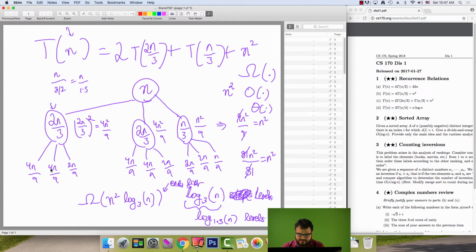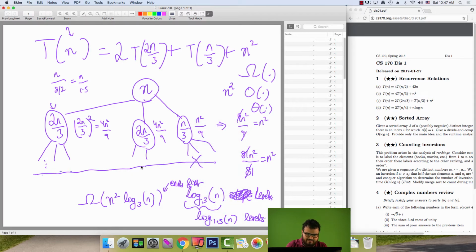Let's see if I can erase some stuff and explain this better. But essentially, somewhere down here, we're going to hit a level where this one is done. And so we have just some people left here. Now, the sum here is not going to be n squared. It's going to be less than n squared. Cool. Since they're all going to be less than n squared, let's upper bound it. Let's say, well, it's just n squared. It's n squared. It's n squared.